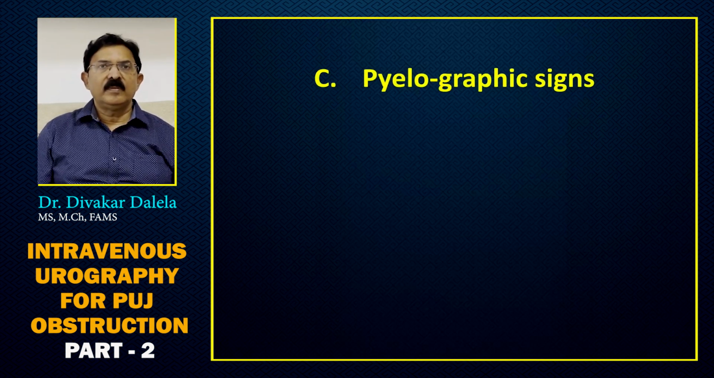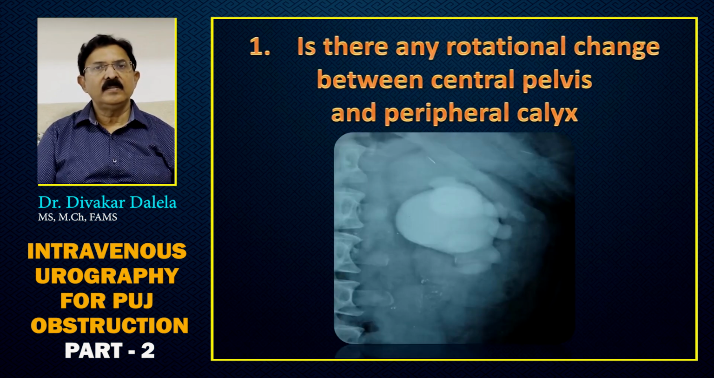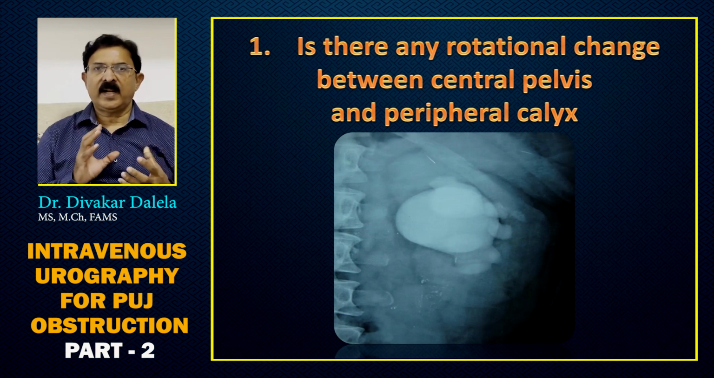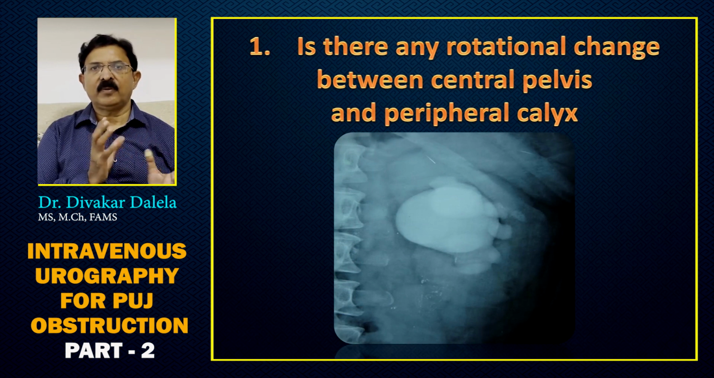Let's move to pyelographic signs. You have to now concentrate on the renal pelvis. When you see the renal pelvis in PUJ obstruction, you will notice that there often occurs a kind of rotation in the long axis of the kidney. Sometimes the pelvis tends to come forward and the calyces go backward, or in other patients the pelvis goes backward and the calyces come forward.